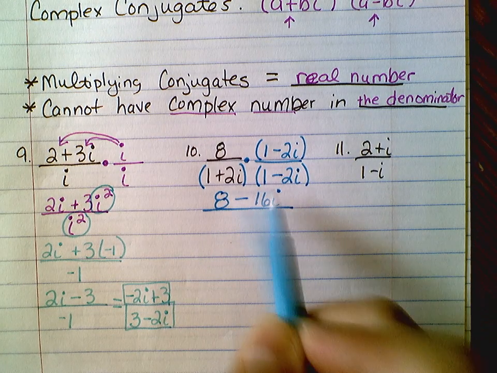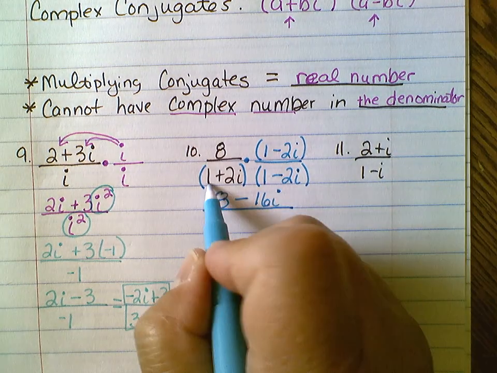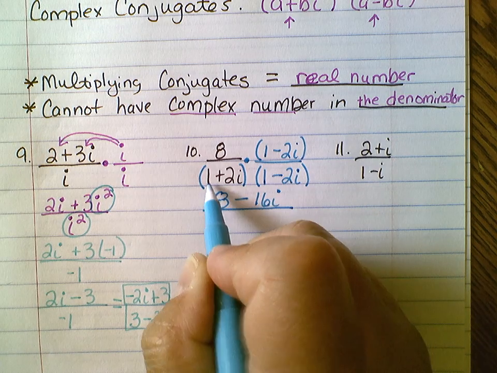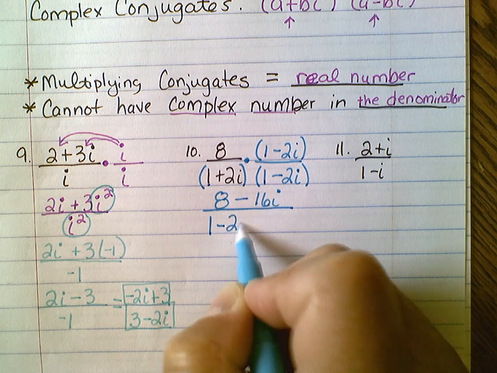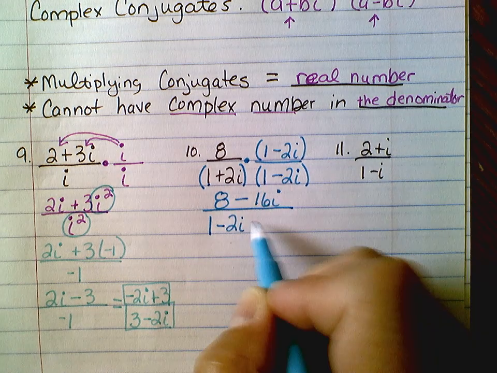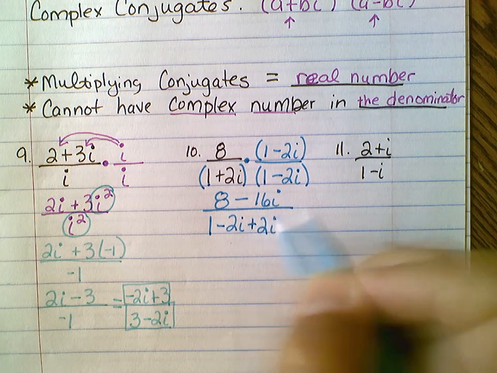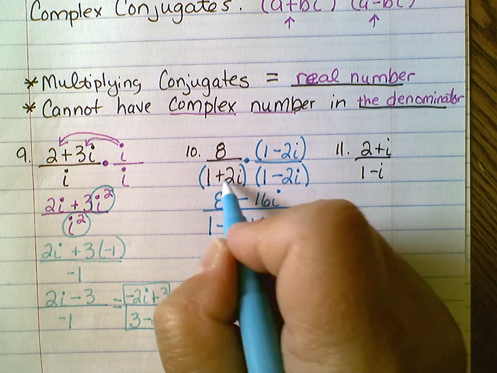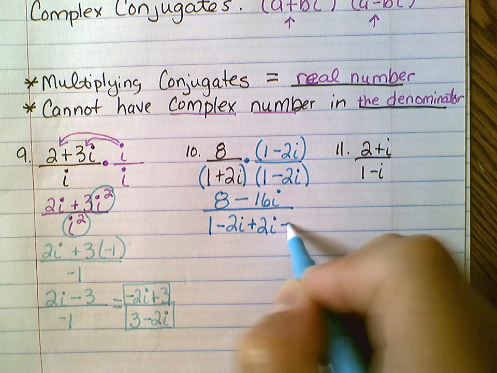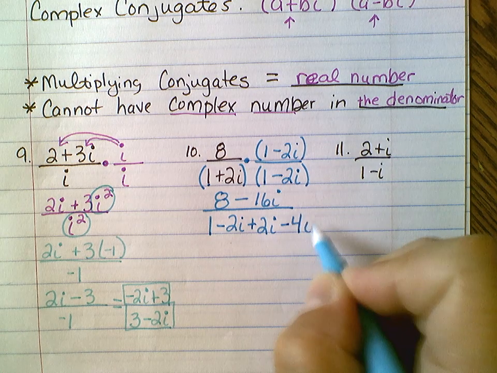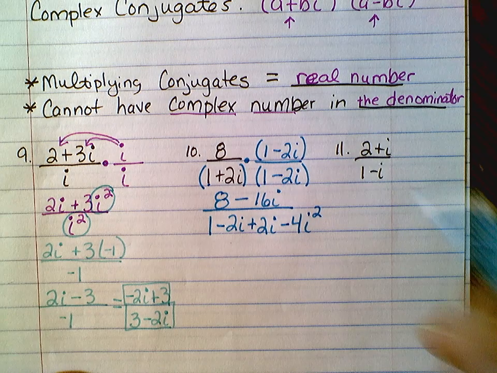And now I have to multiply these two. So 1 times 1 is 1. 1 times negative 2i is negative 2i. 2i times 1 is 2i. And 2i times negative 2i. So that's 2 times negative 2 is negative 4. i times i is i squared.